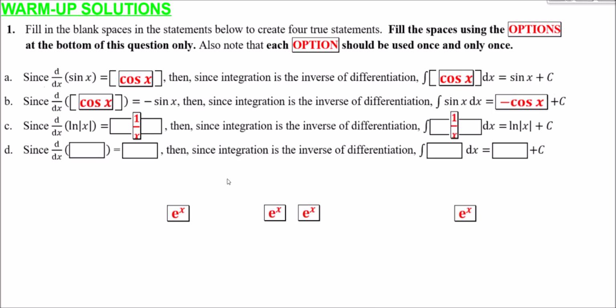And finally, very simple D, we've only got one option left. So e to the power x differentiates to itself, one of the key concepts of the exponential function. And then because integration is the inverse, if you integrate e to the x, you get e to the x. So 4 boxes, very, very easy, as long as you don't make any silly mistakes.